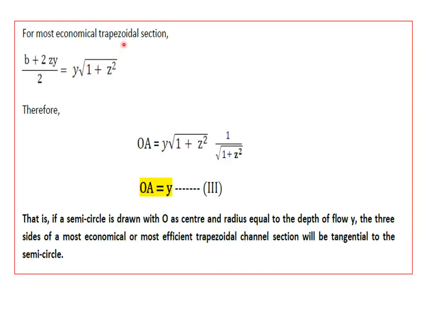Using the relation that we derived for most economical sections, b plus 2zy by 2 is y into root of 1 plus z square. So wherever there is b plus 2zy by 2, you can substitute y into root of 1 plus z square. This gets cancelled out and you are left with OA equal to y. So the perpendicular distance OA is equal to y. Now if you take O as the center and a radius equal to the depth of the flow, the three sides of the most economical channel section will be tangential to the semicircle. This is how you can prove it.